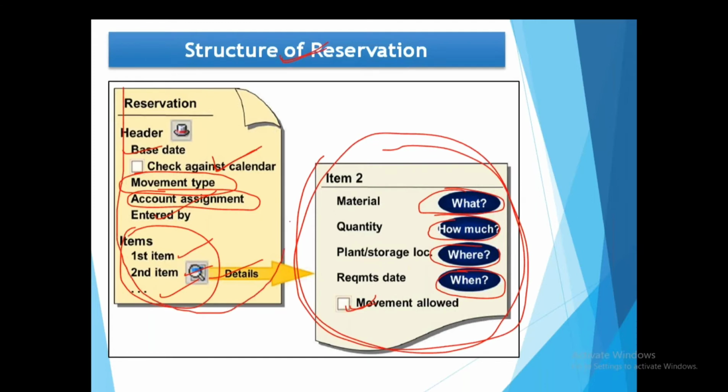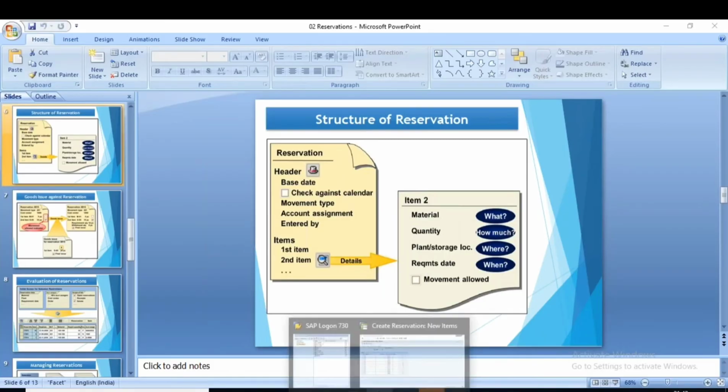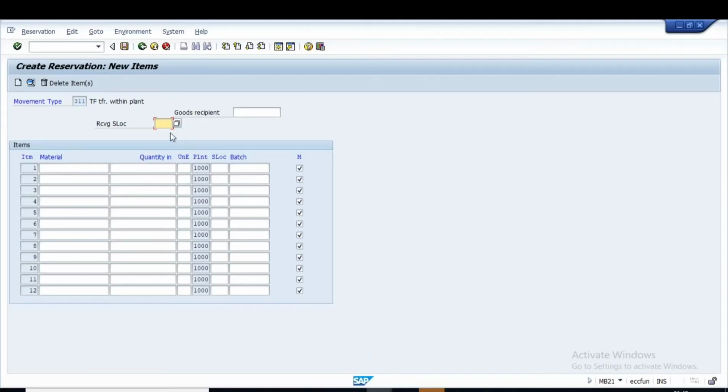You have header data, you have item data, you have item data. Okay, so now let's put some items. I'll put some items here. I'll enter the receiving storage location. This is my receiving storage location. I'll enter the material 208.